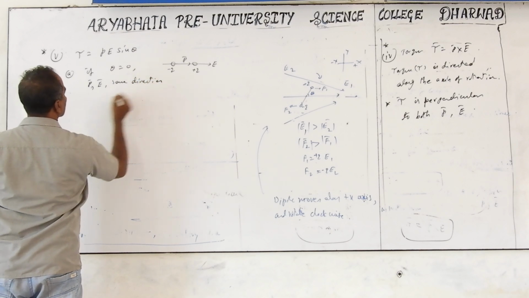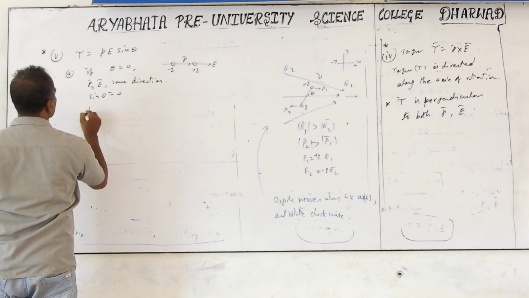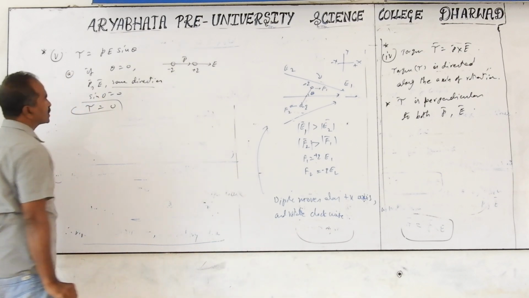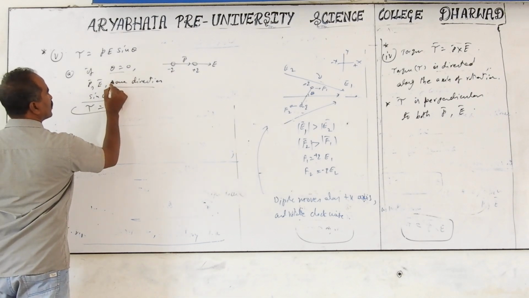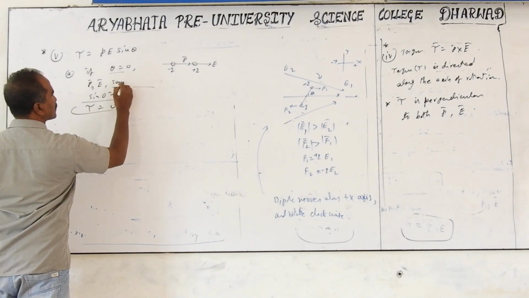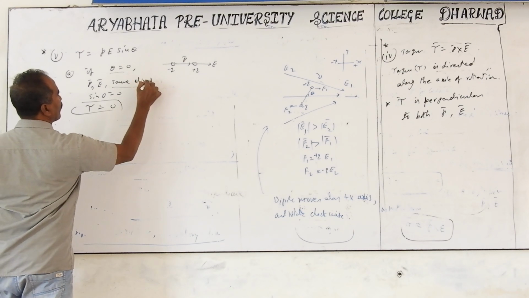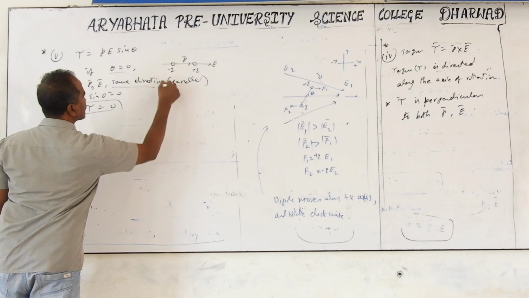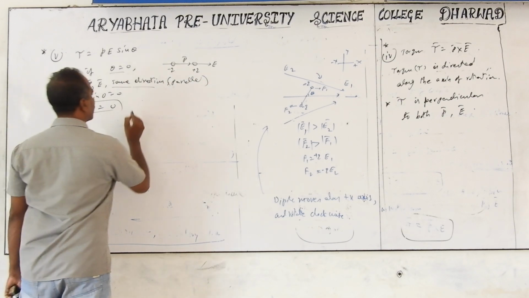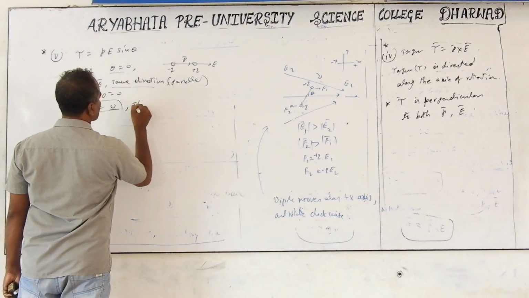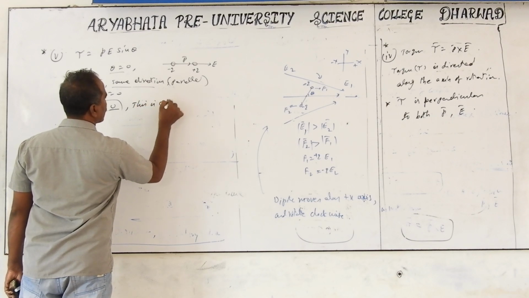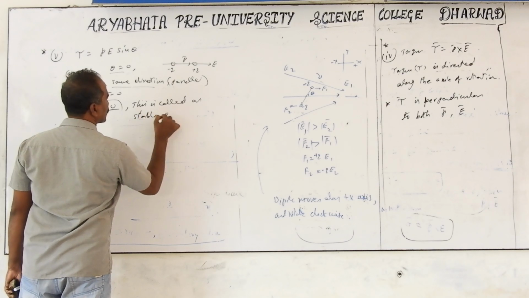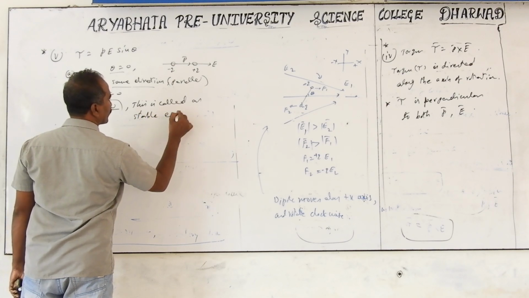Theta is 0, so sin 0 becomes 0. So torque is 0. These conditions, please remember. When theta is 0, torque is 0. Both P and E are in the same direction, or you can call it parallel. This arrangement is called a stable equilibrium.